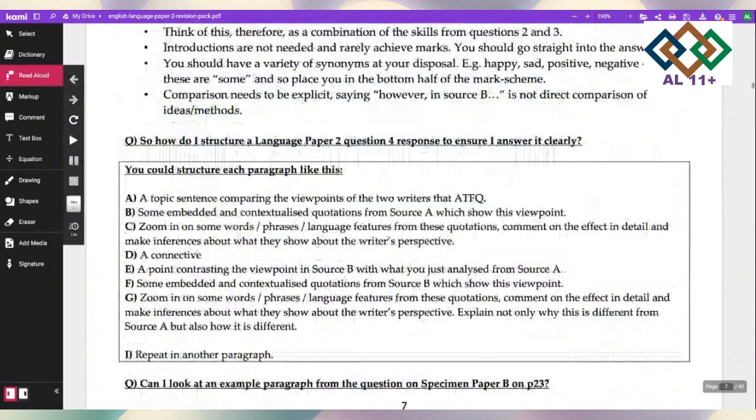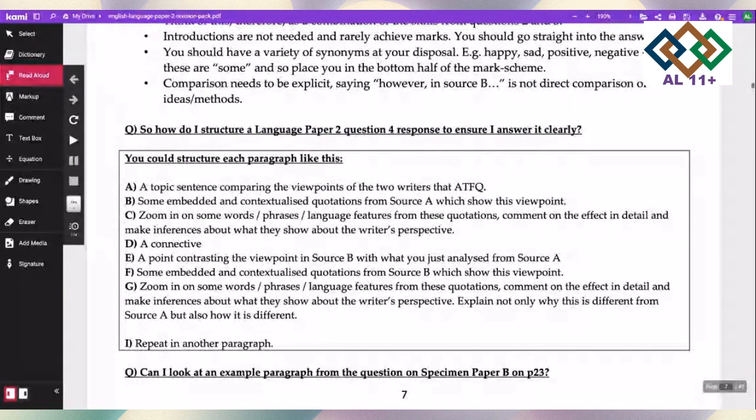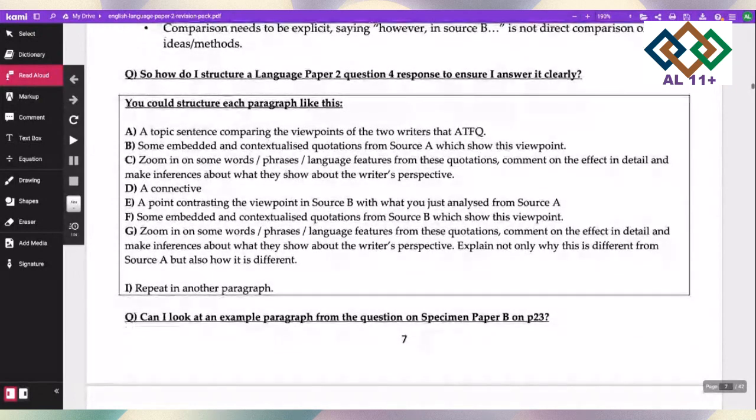So now, how do I structure a language in Paper 2? That's Question 4. Response to ensure I answer it really clearly. So these are some of the things you have to keep in mind when you answer Question 4 in your Paper 2. You could structure each paragraph like this. A: a topic sentence comparing the viewpoints of the two writers.